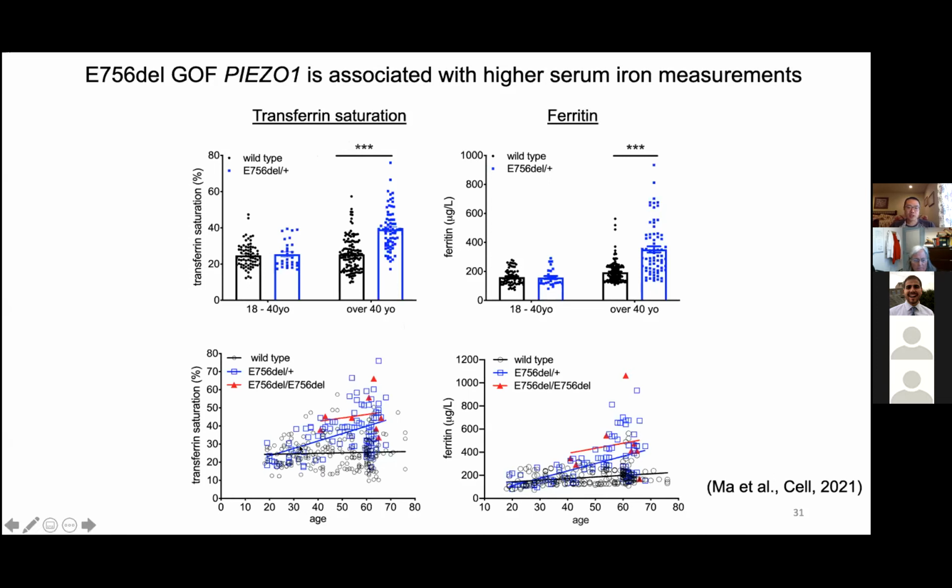Also, we observed that in the individuals who carry the gain of function PS1 allele, there's an increase of blood iron measurement with age, but this effect is not observed in the wild-type non-carriers.